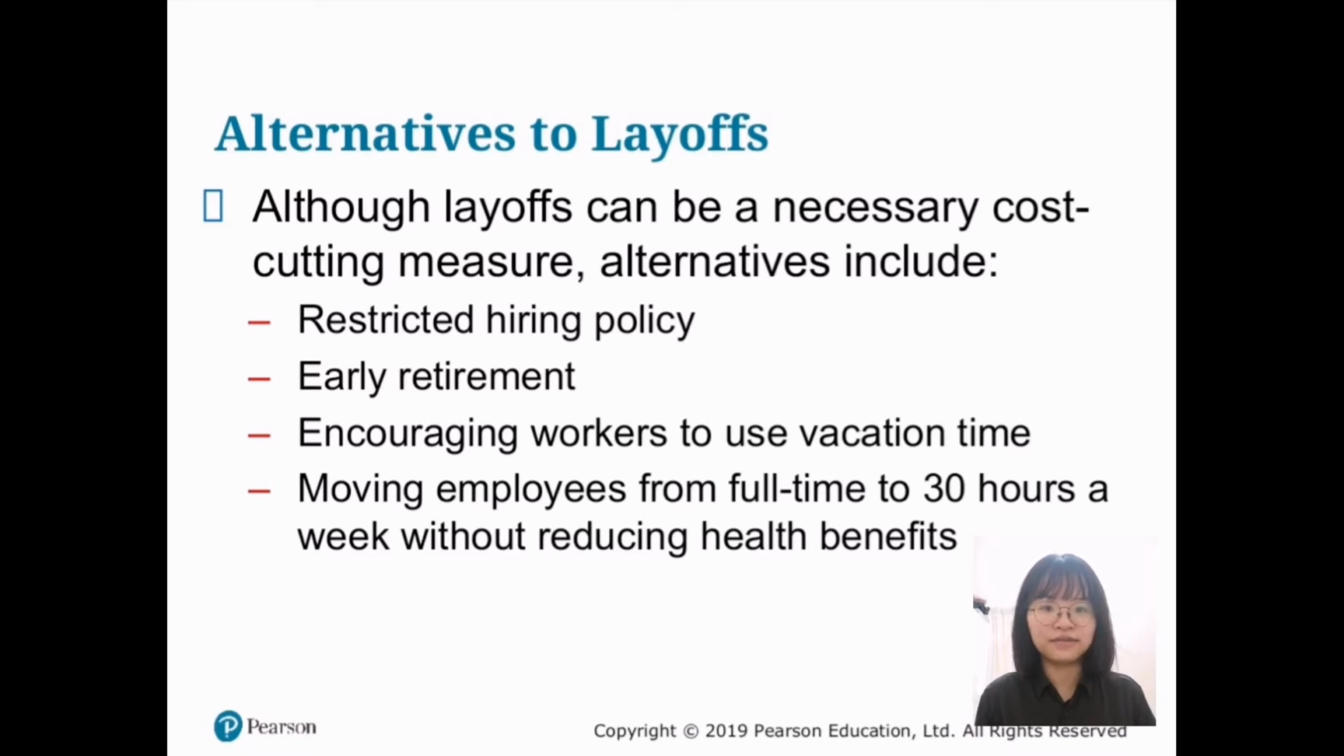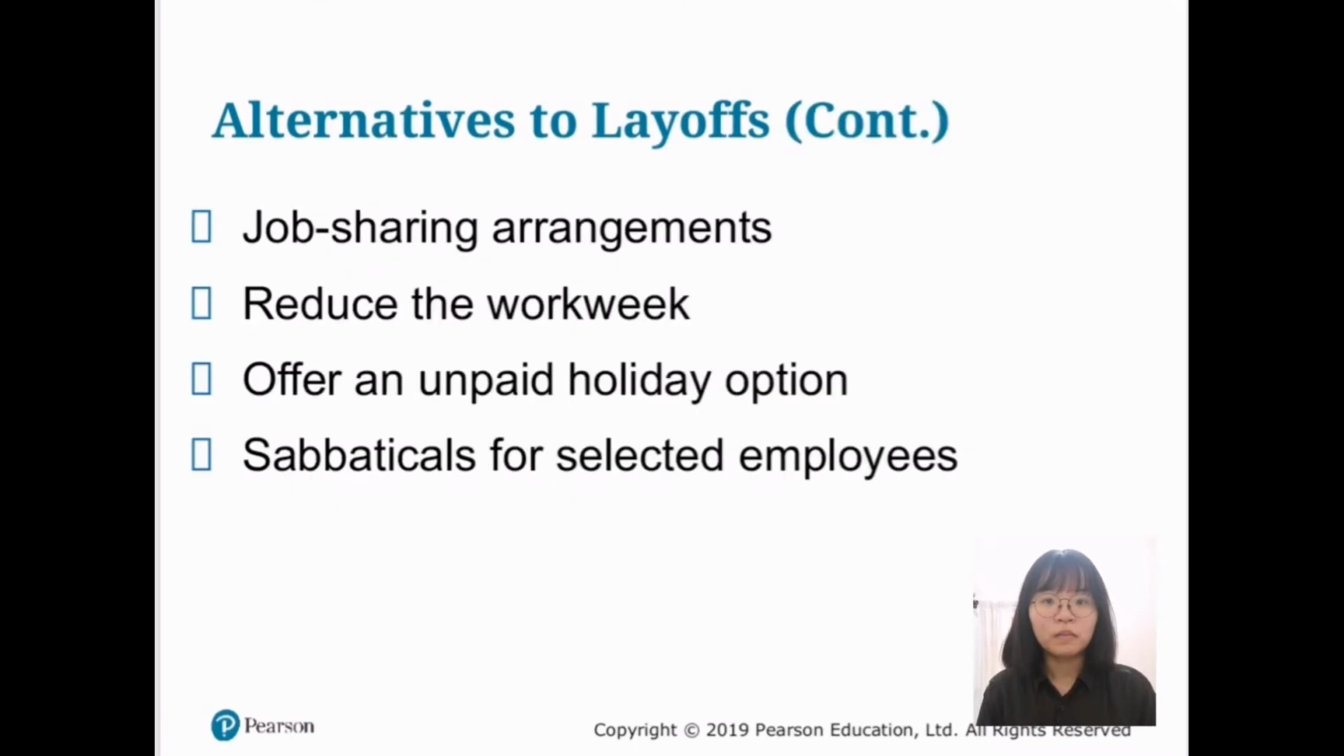In addition, alternative methods to layoff include encouraging employees to retire early, encouraging workers to use vacation time, and reducing full-time employees to 30 hours a week without reducing health benefits. Moreover, some companies may offer a job sharing arrangement. This arrangement allows the organization to retain senior talent instead of laying off. Besides, some companies may reduce the work week from 5 to 4 days by reducing wages by 20%, or offer an unpaid holiday option and sabbatical for selected employees, also alternative methods to layoff.